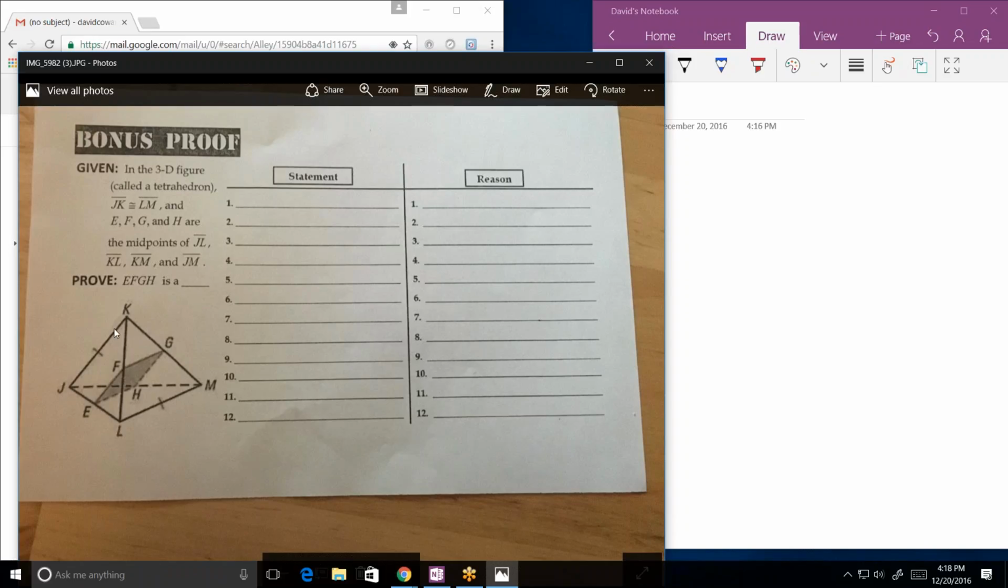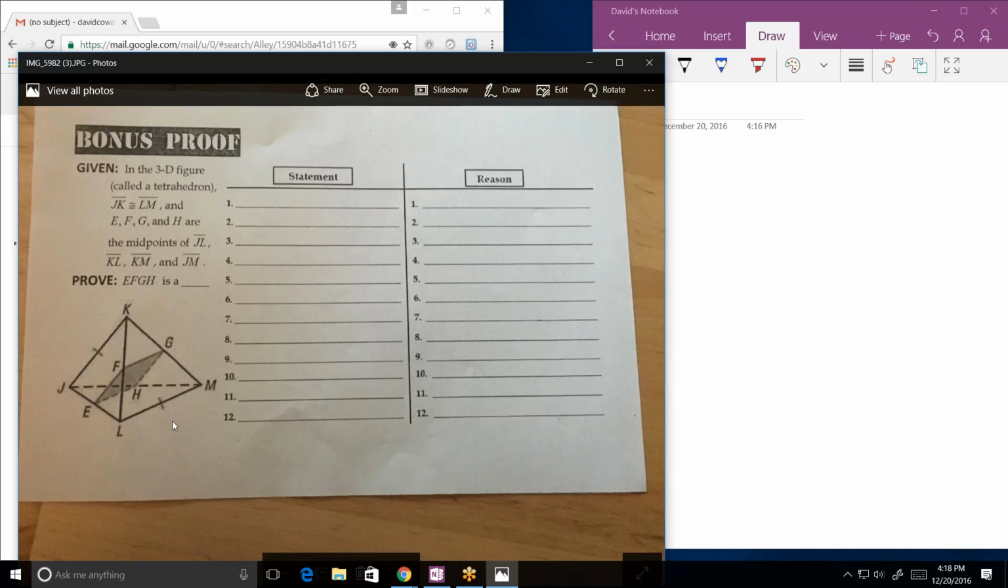Basically, we're looking at a tetrahedron, and this thing in the middle is... You're trying to prove it's a rhombus, right? Well, it doesn't tell you what it is, but yeah, you're trying to figure out what it is and then prove it using a two-column proof. E is the midpoint of JL, F is the midpoint of KL, G is the midpoint of KM, and H is the midpoint of JM. And the only other information they give you is that JK is equal to LM.